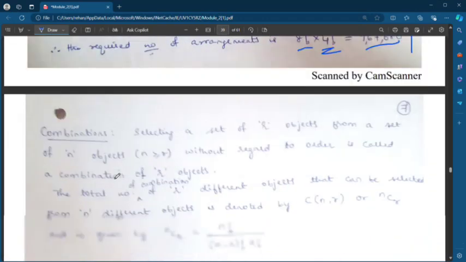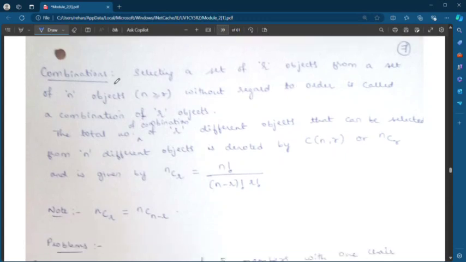Now this finishes permutation. Now combinations: selecting a set of R objects from a set of N objects. Let me do combinations separately, in a separate video. I'll do it in another video.